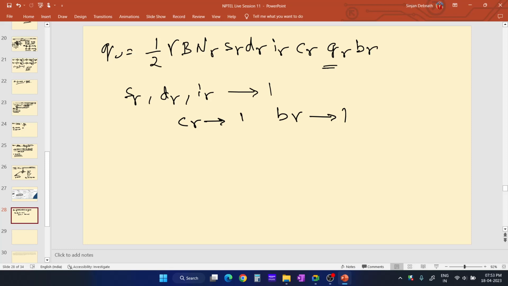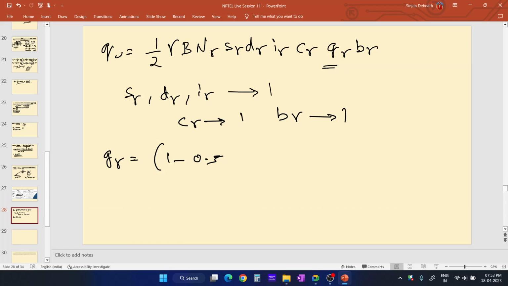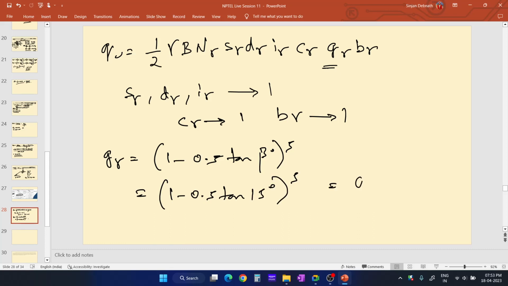So G_gamma is how much? It is (1 - 0.5 tan beta) to the power 5. So it is (1 - 0.5 tan 15 degrees) to the power 5, where the slope angle is 15 degrees, and this comes out to be 0.487.